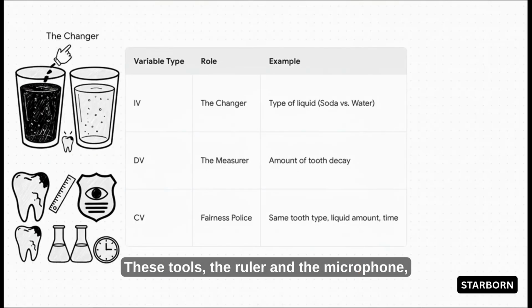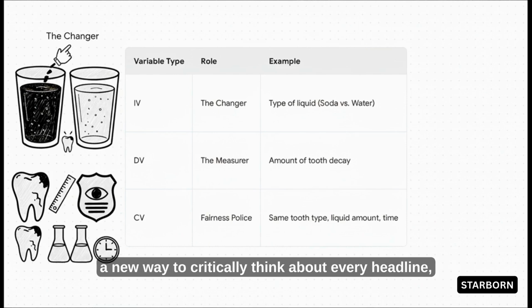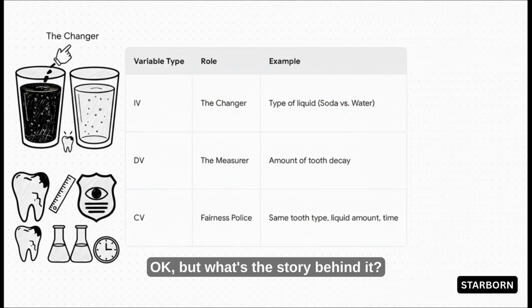Let's put this into practice with another classic experiment. Say we're testing if soda causes tooth decay. Our changer, the IV, is the type of liquid. We've got soda versus water. Our measurer, the DV, is going to be the amount of tooth decay we see.